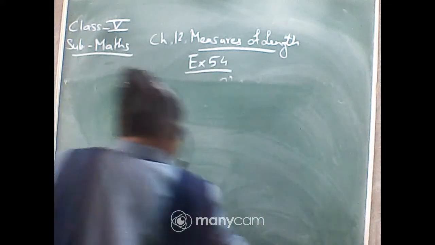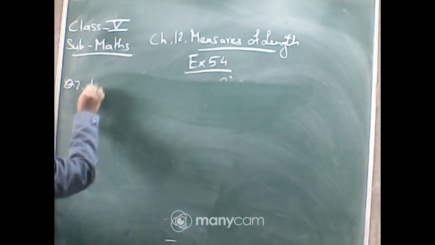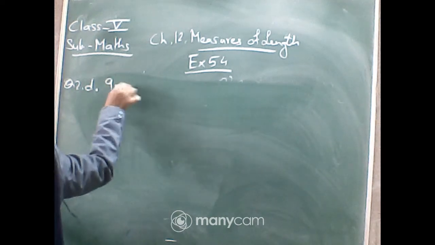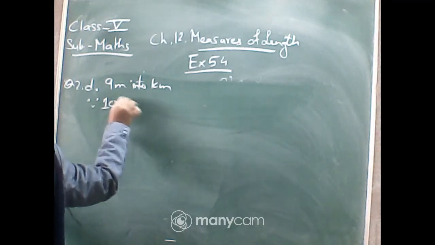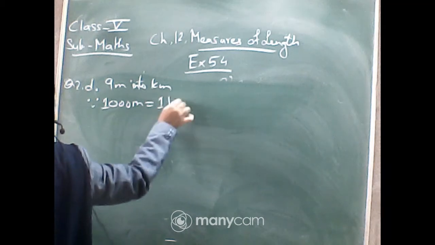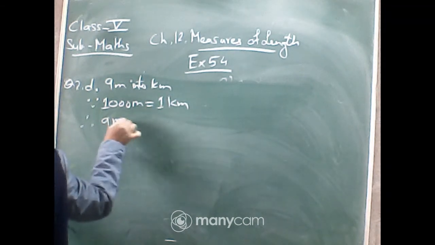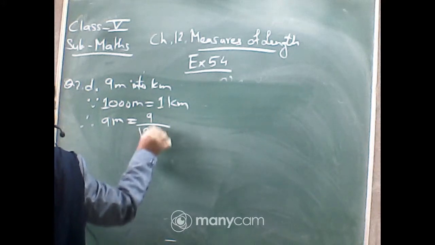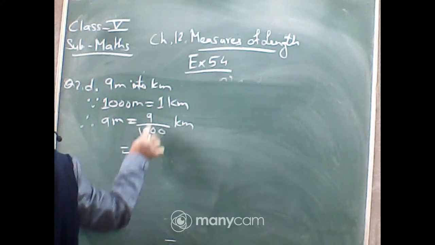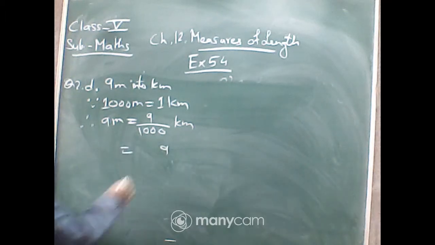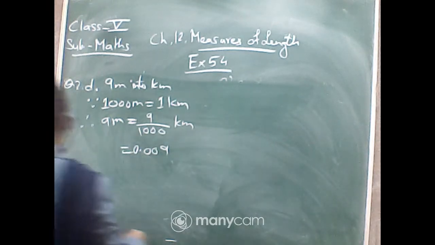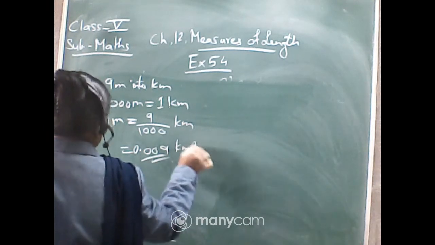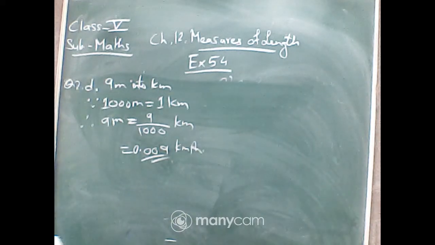Let us do number D. Question number 2, number D. It is given only 9 meter into kilometer. So what you will write? Since 1000 meter is equals to 1 kilometer, therefore 9 meter is equals to 9 by 1000 kilometer. That means 9 and then 3 zeros, so 1 2 1 2 3 and then the dot. So 0.009 kilometer is the answer.